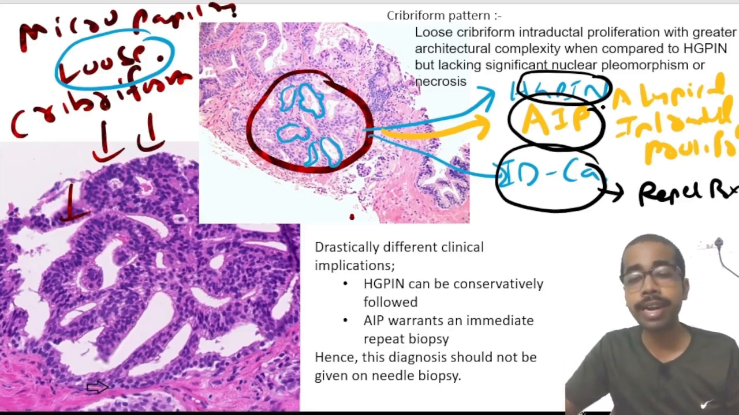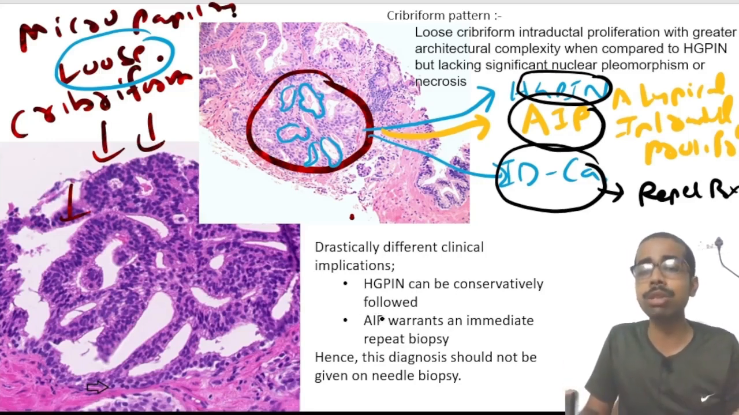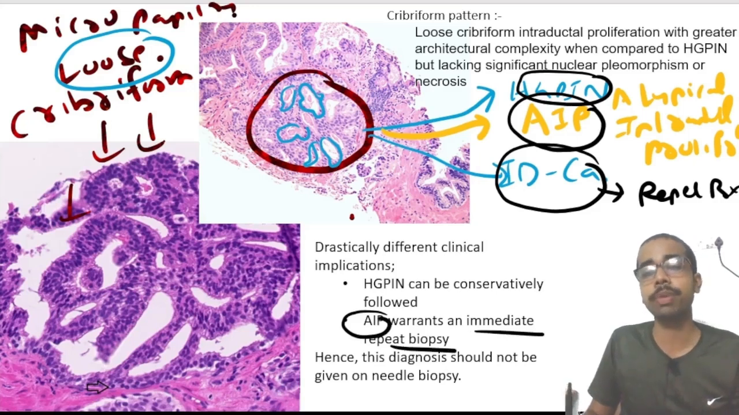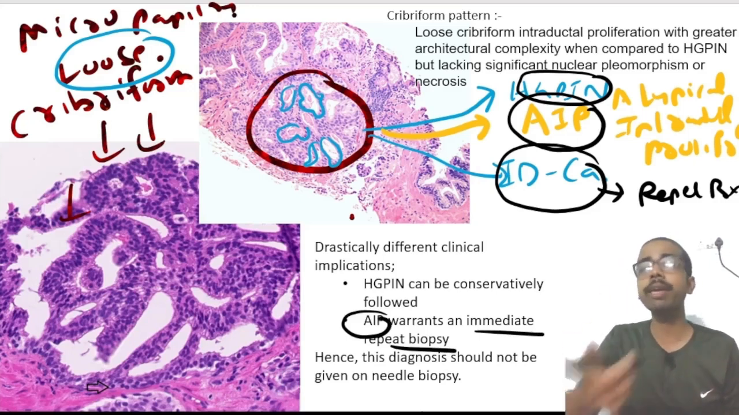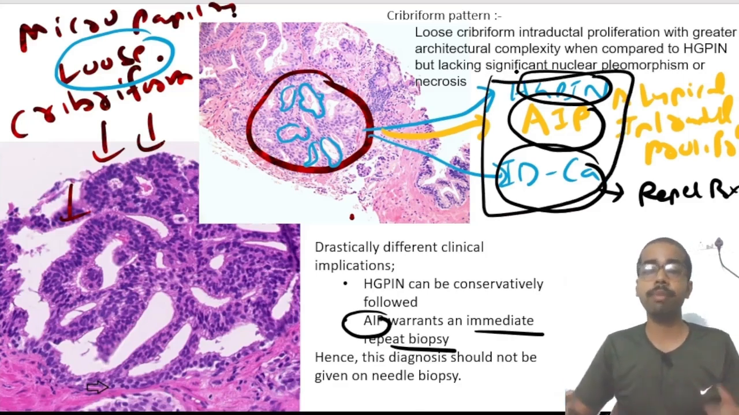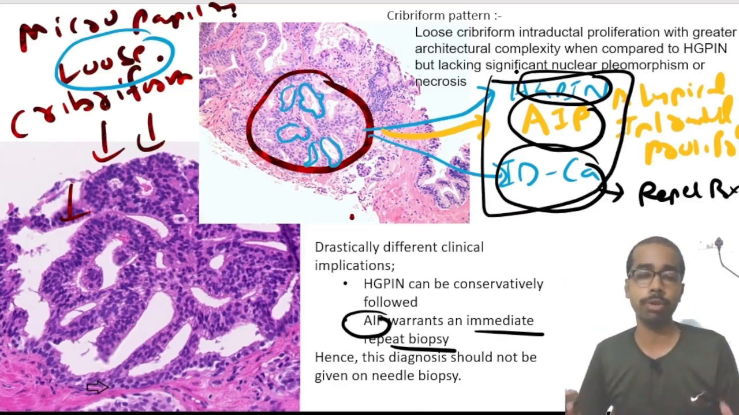So reporting this is important, right? In fact, some surgeons also warrant immediate biopsy if you go for AIP. Fine. So reporting is important. Terminology is important. Don't use vague terms by yourself, right? You might invite legal issues. High-grade PIN, atypical intraductal proliferation, and intraductal carcinoma might look like the same spectrum, but they have subtle differences that I told you. Fine.